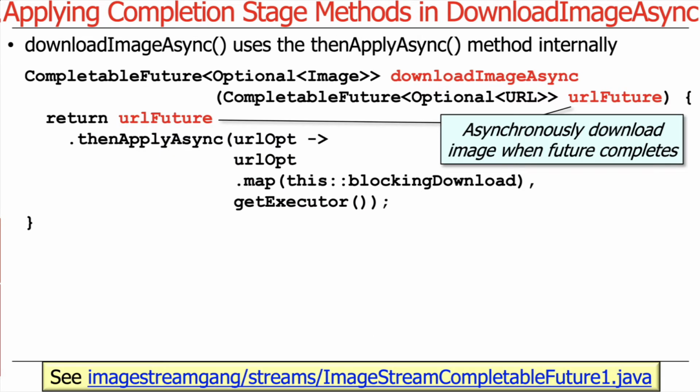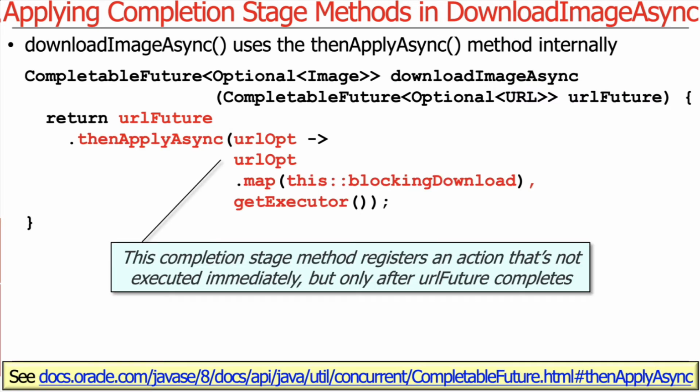So let's take a look and see how this particular thing gets done. This is really, really cool. If you check this out, you can see that download image async takes a completable future to an optional URL. And I call that URL future just to make it concise. And what we're going to do here is we're going to say URL future when that completes. In other words, when we know that a URL either was cached or not cached. When that asynchronous operation that was invoked by the supply async factory method is done, then go ahead and call apply async.